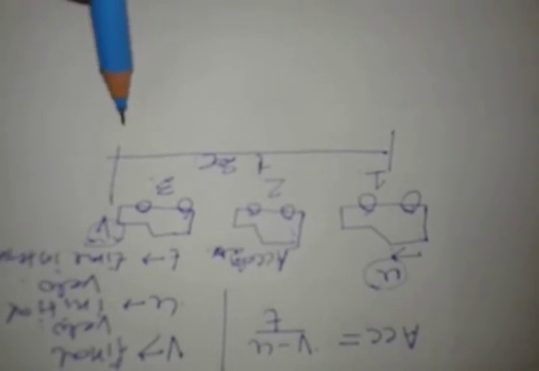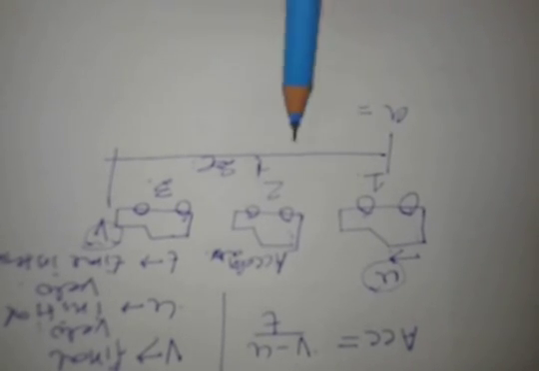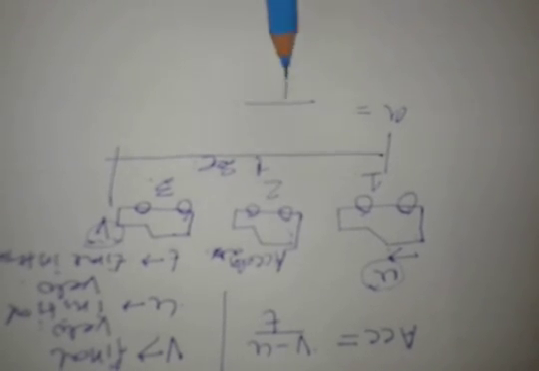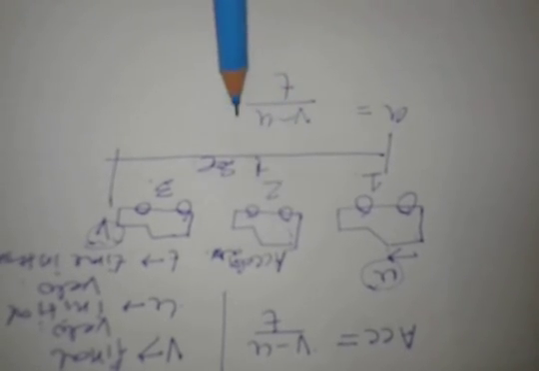Now if it has taken about t seconds, what I can do is I can say that the acceleration will be the rate of change of velocity. So what is the rate of change of velocity? Rate means something divided by time, and the change in velocity will be v minus u.